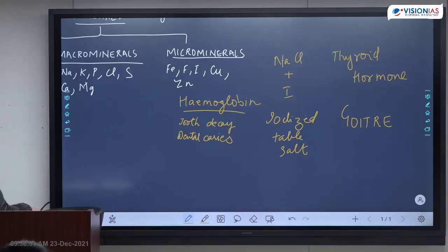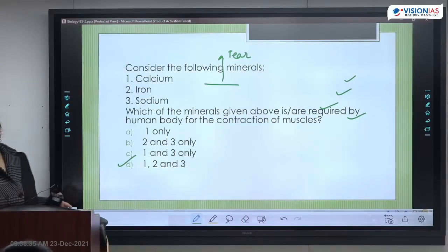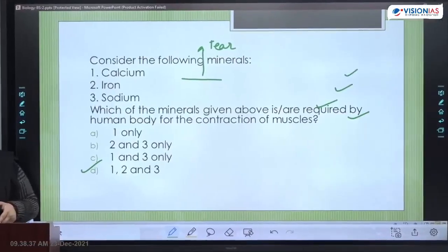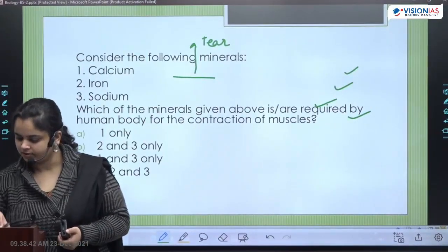Let's do one very basic, simple, small question, and then we'll go to the next one. Okay, I think I did not tell you the source of zinc. No, I did.